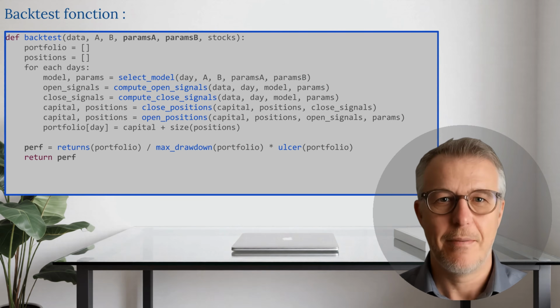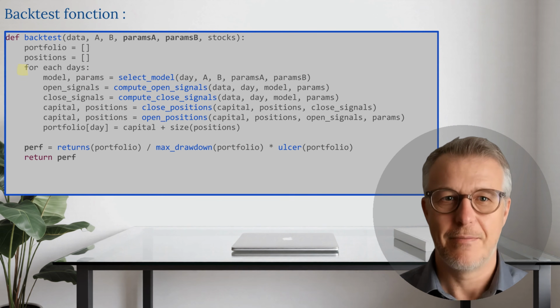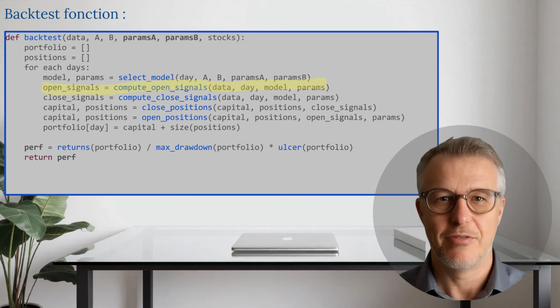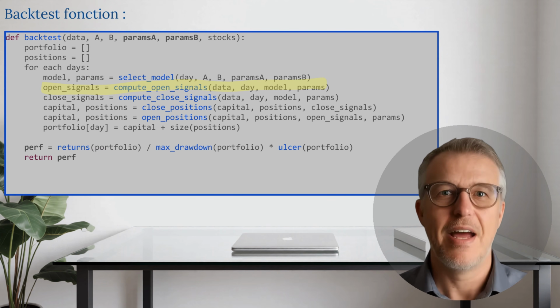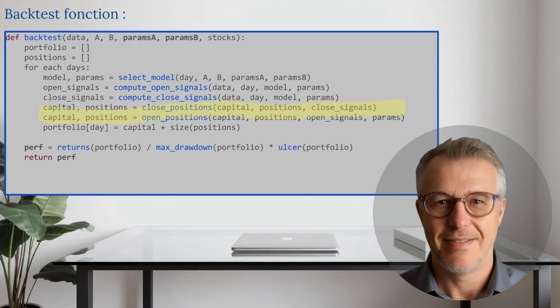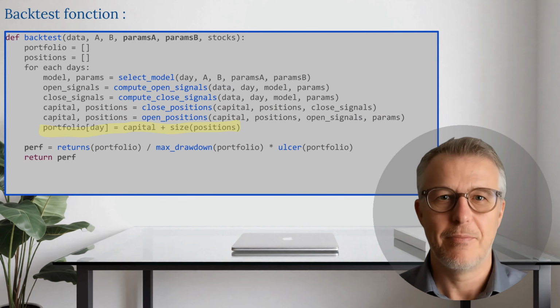Now let's take a look at how the backtest function works. Basically, it calculates the performance of a position sequence based on the model A and B predictions, their hyperparameters, and available capital. For each day of the backtest, we select model and parameters A or B according to the current time interval defined by the current day. We calculate the signals to open the best long or short positions depending on probabilities and parameters. We compute the signals that tell us which positions should be closed. Open and close positions according to signals, existing positions, and available capital to invest. Next, we calculate the current portfolio size by adding the remaining capital and open positions values.